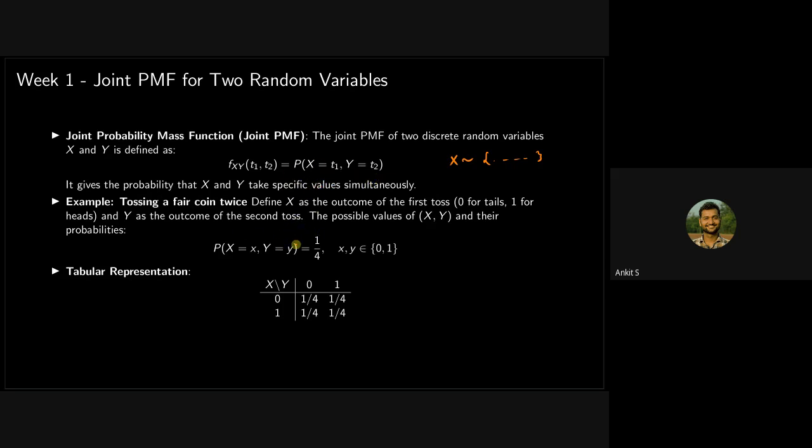Here we have an example, tossing a fair coin twice. We can denote x as the outcome of the first toss and y as the outcome of the second toss, and we can calculate multiple probabilities related to this example. Here a simple example has been calculated, and this is always going to be the same, so all of the joint PMFs are going to be the same. Here is a tabular representation of this example, calculating the joint PMF.